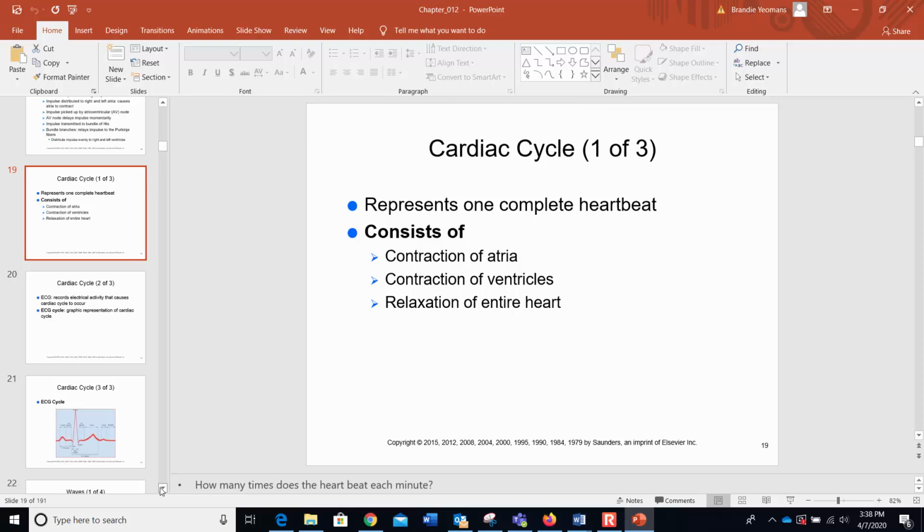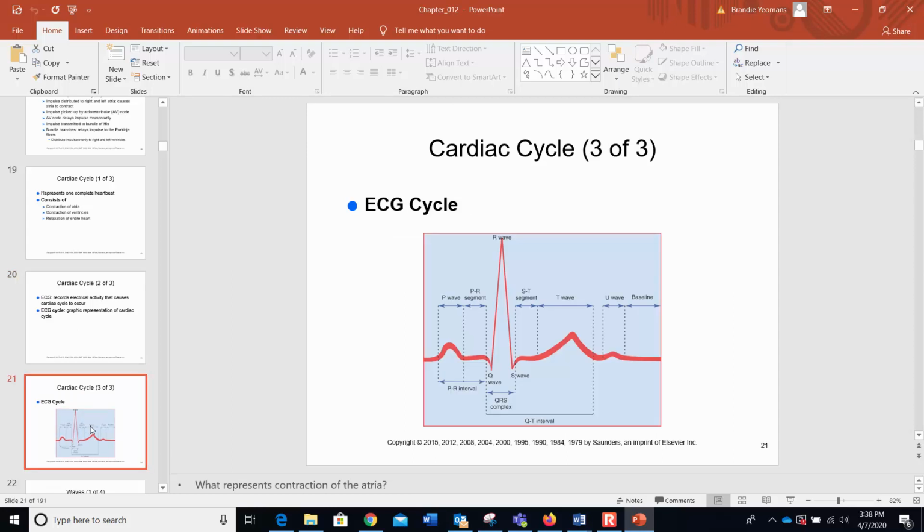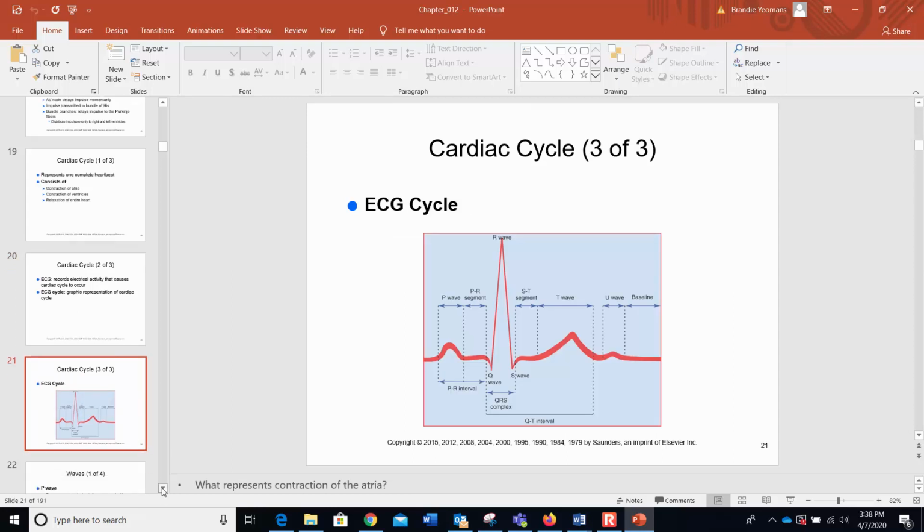What is a cardiac cycle? Well, it represents one complete heartbeat, okay? So that's one complete heartbeat. So we have the contraction of the atria, the contraction of the ventricle, and then the relaxation of the entire heart. So on that EKG, we're looking at that with every heartbeat. So that cycle is being shown and represented on that little paper with all the little bumpity bumps. So I keep saying bumpity bumps, and this is what I'm talking about.